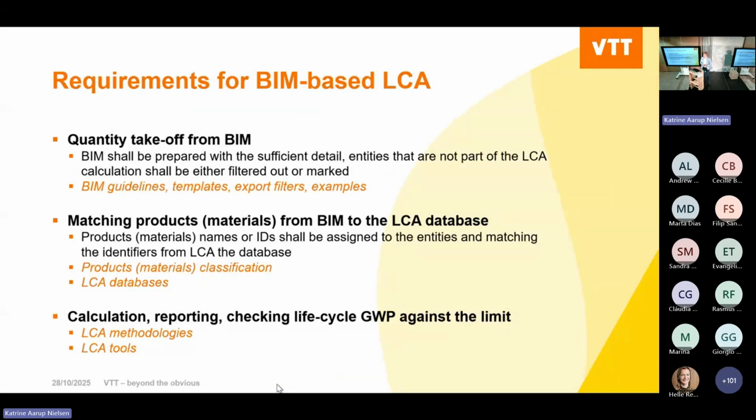So what are the requirements for BIM-based LCA? We need the quantity takeoff from BIM. And this requires that the BIM guidelines, templates, export filters, and examples are clear and comparable from project to project. We need to have matching products or materials from BIM to the LCA databases. So products and materials have to have the right classification. There's no room for interpretation on this.